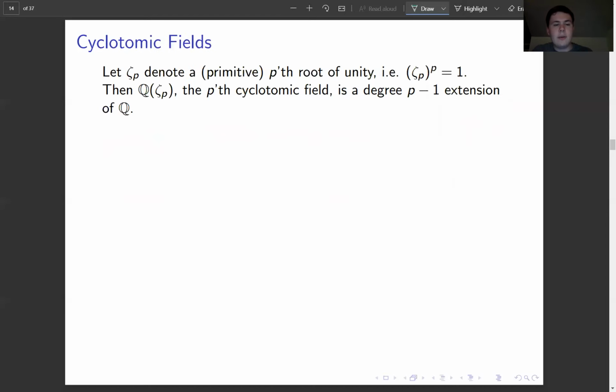The other kind we're going to talk about are cyclotomic fields. And this is when we adjoin zeta p, which is a pth root of unity. And remember that a root of unity is a number, a complex number, which when raised to the p power equals 1. p doesn't have to be prime, but we're exclusively going to talk about prime cyclotomic fields in this talk. And these end up being degree p minus 1 extensions. So Q adjoin zeta p over Q has degree p minus 1.